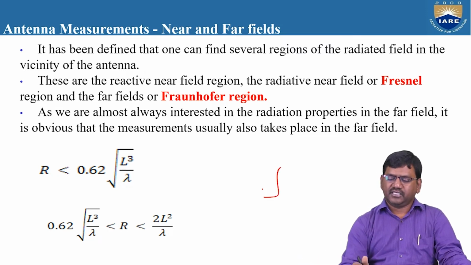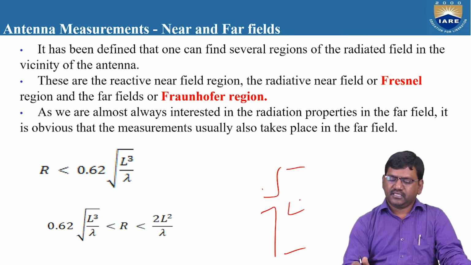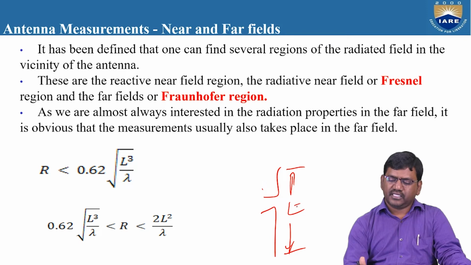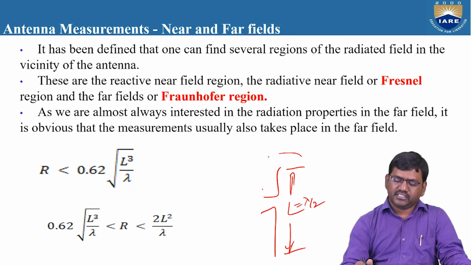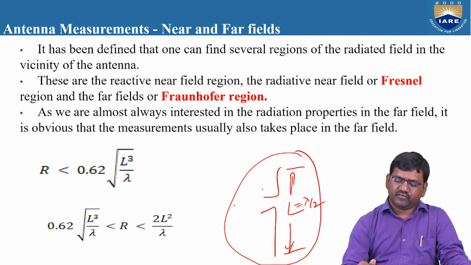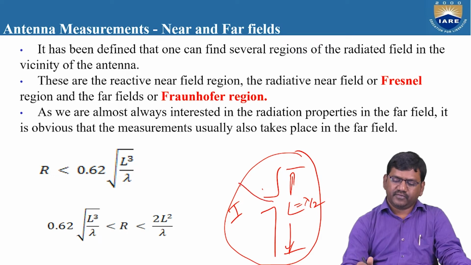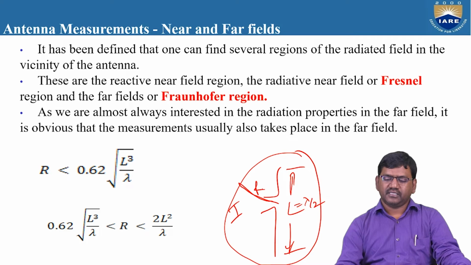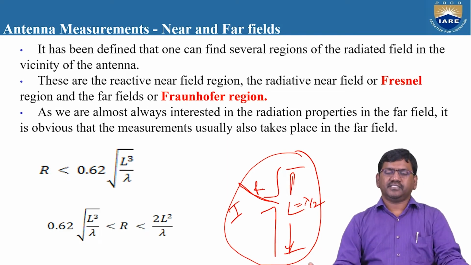If this is the dipole antenna, and this region represents the L value, that is the length of the antenna, or if this is the half-wave dipole antenna, we can write L is equal to lambda by 2. Surrounding this region is the first region, which we call the near field region. The distance from here to here we call R. If the distance is less than 0.62 times the root of L cubed by lambda, we call it a near field region.